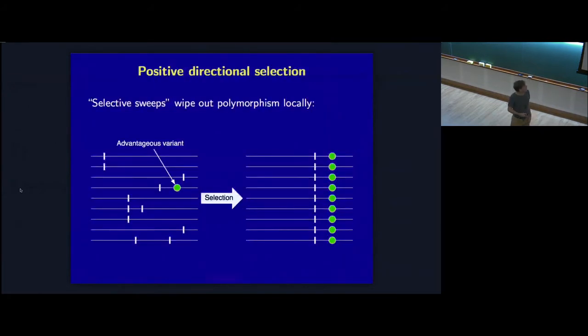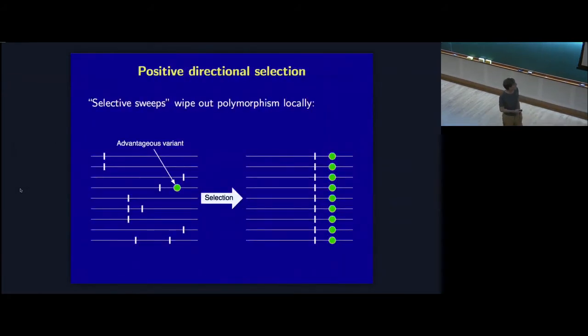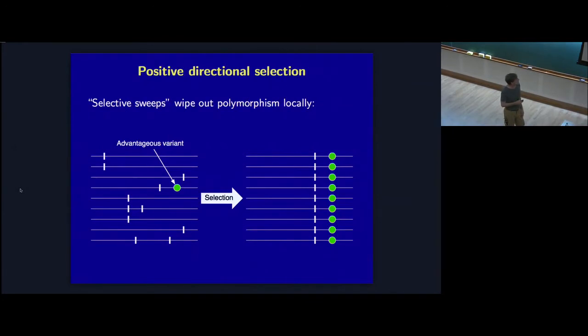Okay, selective sweeps. Everyone knows about selective sweeps. Here's a bunch of haplotypes with different SNPs on them in a population. These are different haplotypes. Here's a SNP shared by these, here's another SNP shared by these, and so on. Here's an advantageous variant. It's beneficial. It sweeps through the population. What happens is that unless there's recombination, everyone looks like this afterwards.